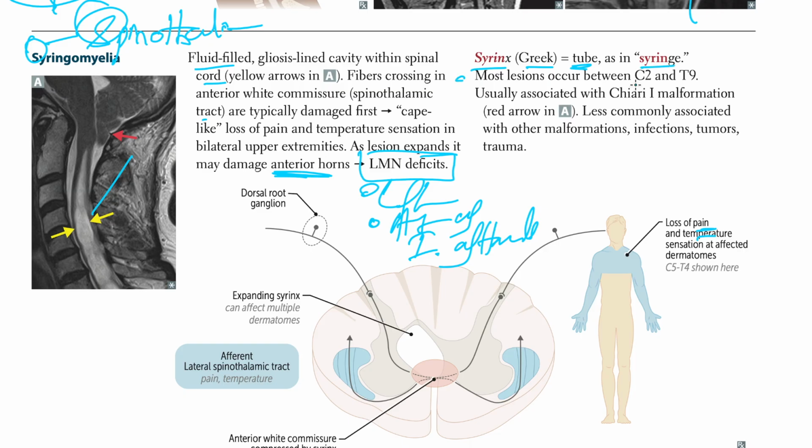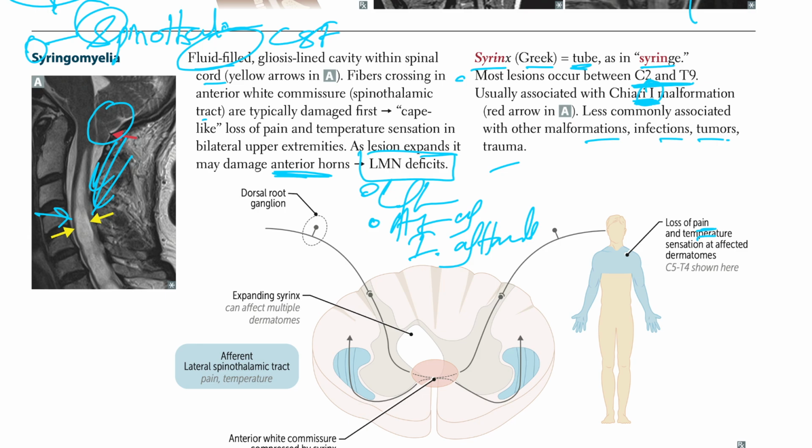Most lesions occur between C2 to T9, usually associated with Chiari 1 malformation. We did say one problem. One is the syrinx, which is the red arrows in A. So you can see you have the tonsil herniating downward, leading to cavitation within the spinal cord, and that cavitation gets filled by the fluid, which is the CSF. Less commonly, it is also associated with other malformations, infections, tumors, or trauma.